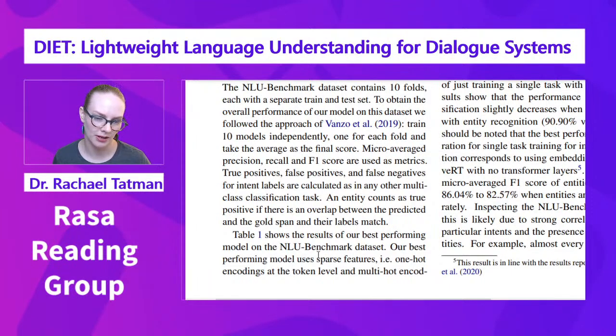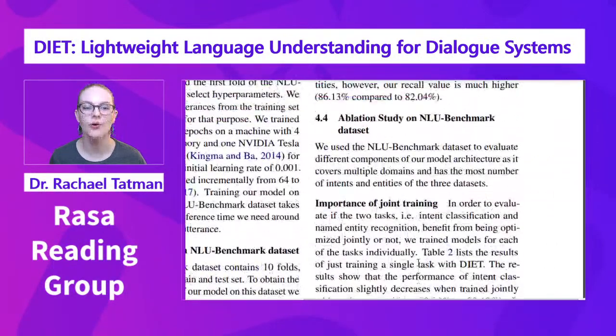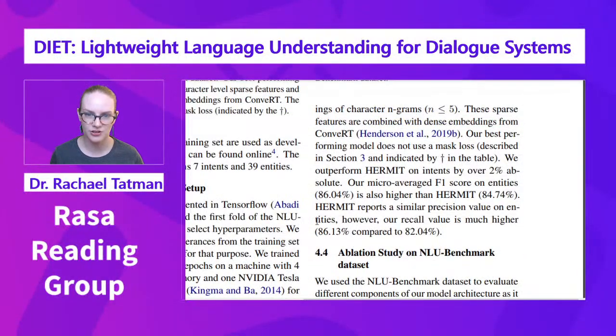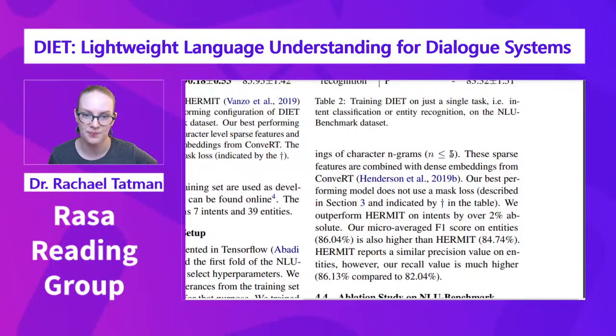Our best performing model uses sparse features, so the best performing model will be dependent on the hyperparameter tuning that they did earlier. Our best performing model uses sparse features, i.e. one hot encodings at the token level and multi-hot encodings of character n-grams, n less than or equal to 5. These sparse features are combined with dense embeddings from ConveRT. Our best performing model does not use a mask loss.